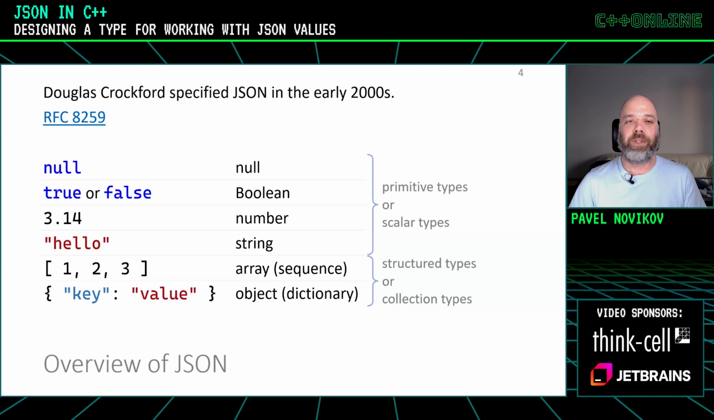All of these are primitive types according to the specification, and I will call them scalar types. And also you have arrays, or sequences of values, and you have objects, or dictionaries, which are called structured types according to the specification, and I will call them collection types.